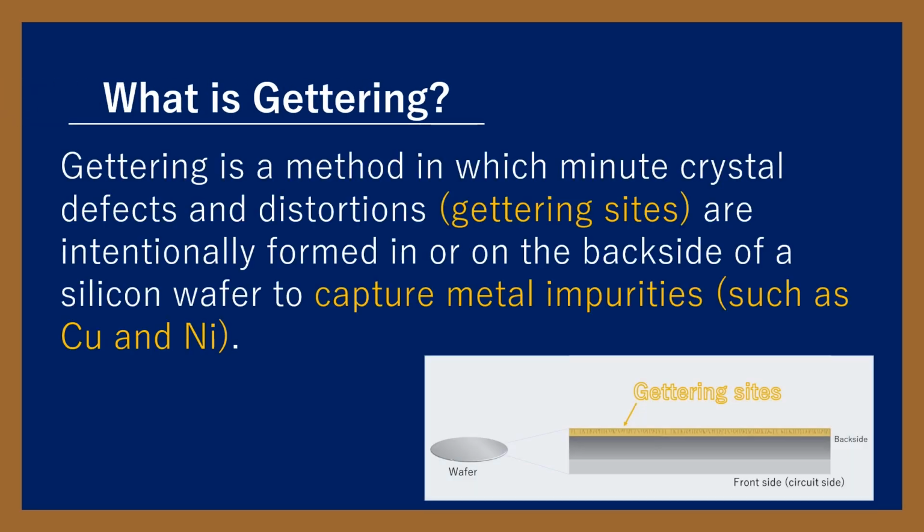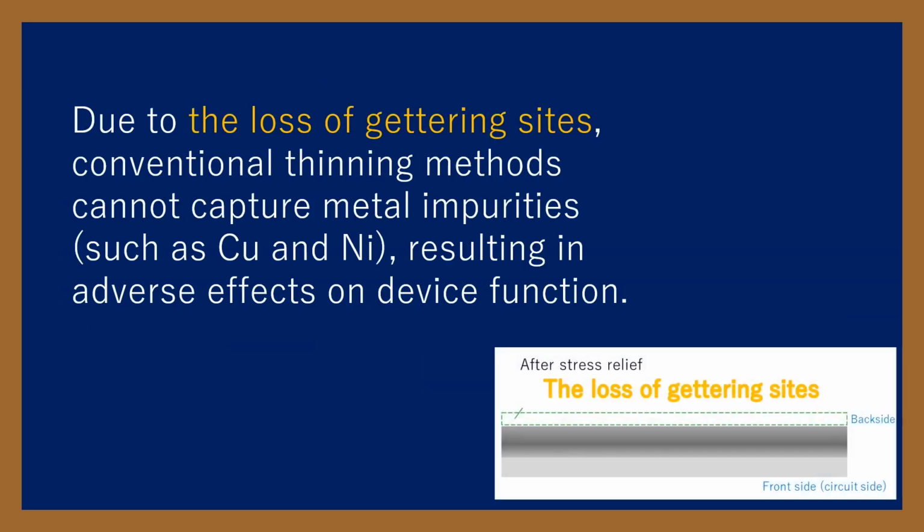Gettering is a method in which minute crystal defects and distortions called Gettering sites are intentionally formed in or on the backside of a silicon wafer to capture metal impurities such as copper and nickel. Due to the loss of Gettering sites, conventional thinning methods cannot capture metal impurities such as copper and nickel, resulting in adverse effects on device function.